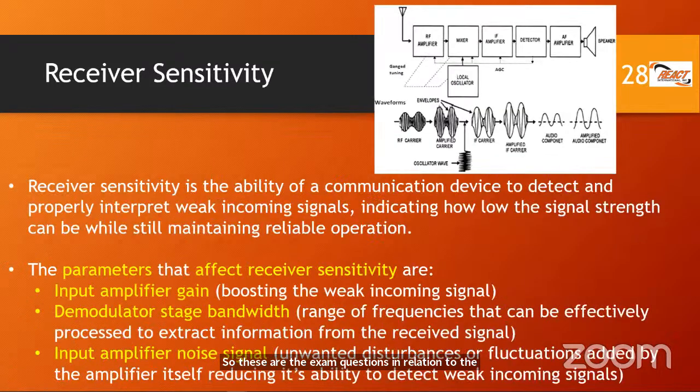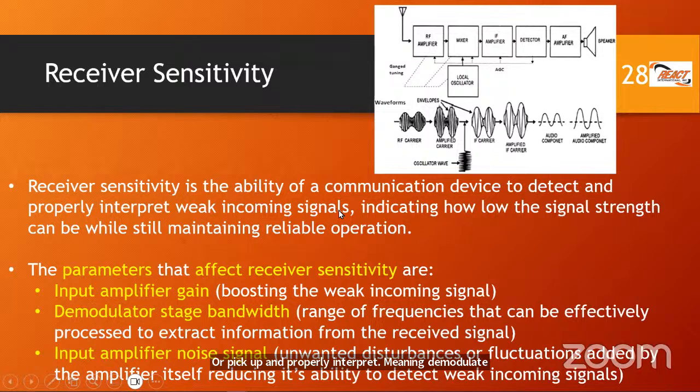All right, so we now come to an important concept, and this is one that amateur radio operators speak of quite often. If you have a radio, how sensitive it is. So we say receiver sensitivity is an important specification for our transceivers or receiver stage. We have a definition here of what receiver sensitivity is. It is the ability of a communications device, that's our transceiver, to detect or pick up and properly interpret, meaning demodulate, the weak incoming signals.